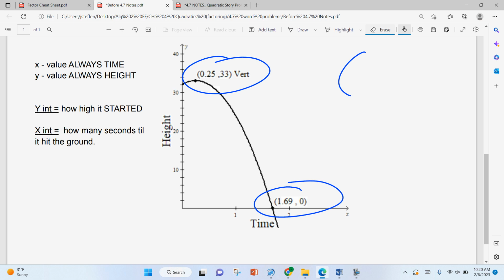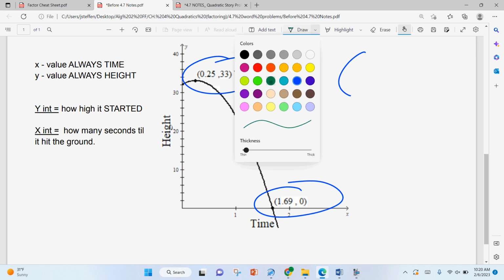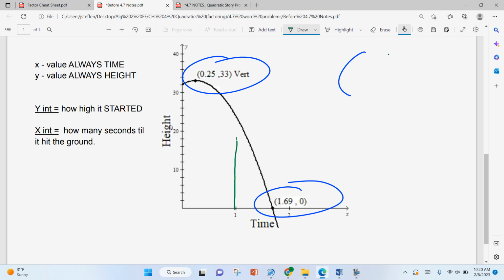And again, when I said what's the height after 1 second? Well, 1 second is right here. That height hits about right here. And if you go over, that Y value is just about at 24. So that's what that whole thing is telling you.